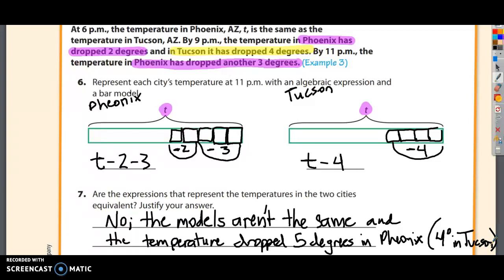The temperatures aren't the same in Phoenix and Tucson because in Phoenix it started at T and then we took away 2 and 3, so that's a total of subtracting 5. And in Tucson we took away 4. If you subtract 5, it's not the same as subtracting 4. Awesome, let's move on to number 8.